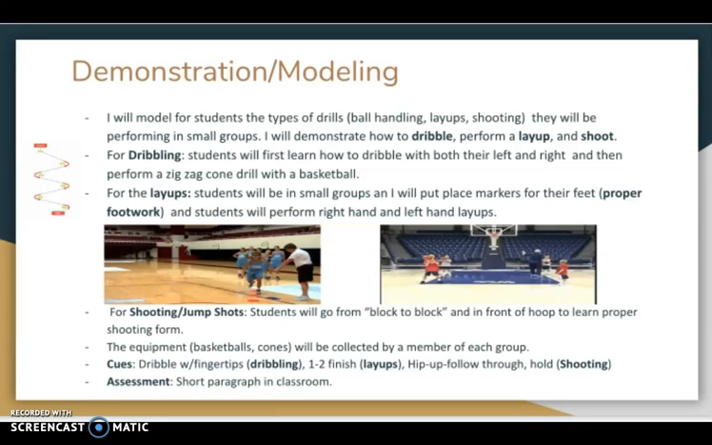Some teaching cues that I will continue to harp on them will be dribble with the fingertips, not the palms, and for layups, it's always a 1, 2, and then finish. And for shooting, to work on form, you will start from the hip with a bent elbow, go up, and hold the follow through. And as for the assessment, there will be a short paragraph in class.